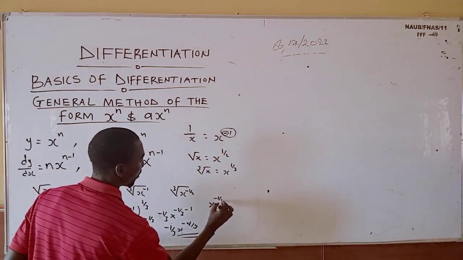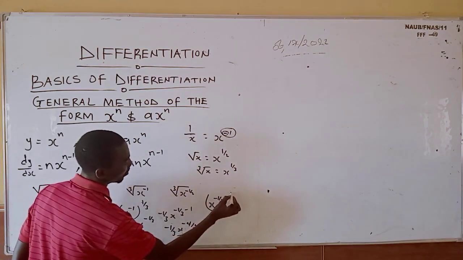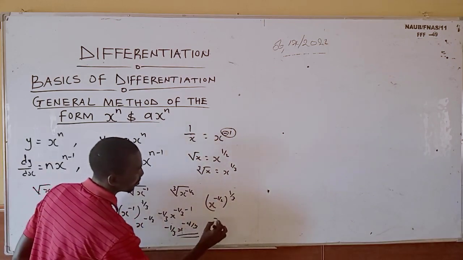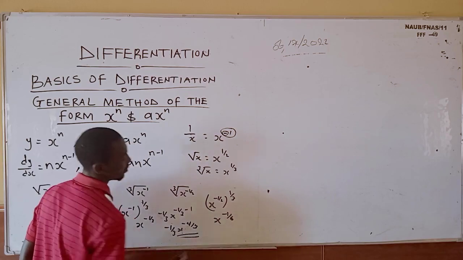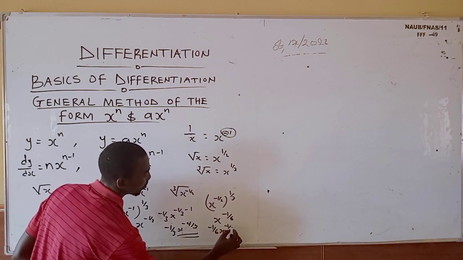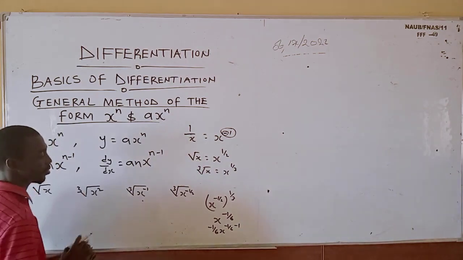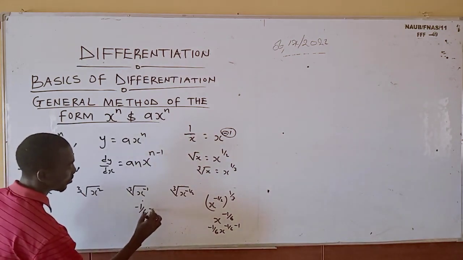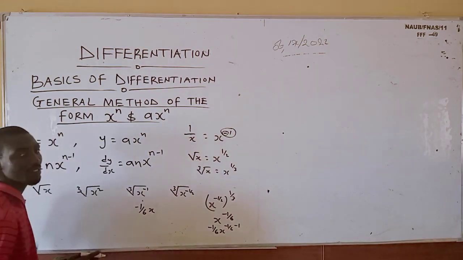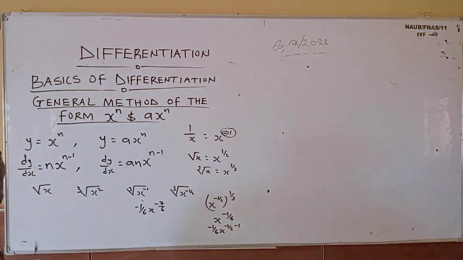S to the power of minus 1 over 2. The cube root that you are seeing is the same thing as what? 1 over 3. So 1 over 3 times minus 1 over 2 is nothing but what? Minus 1 over 6. So differentiate this, you are going to have what? Minus 1 over 6, s to the power of minus 1 over 6 minus 1. So our final answer is going to be what? Minus 1 over 6, s to the power of minus 1 over 6 minus 1. It's nothing but what? Minus 7 over 6. Do you get this?